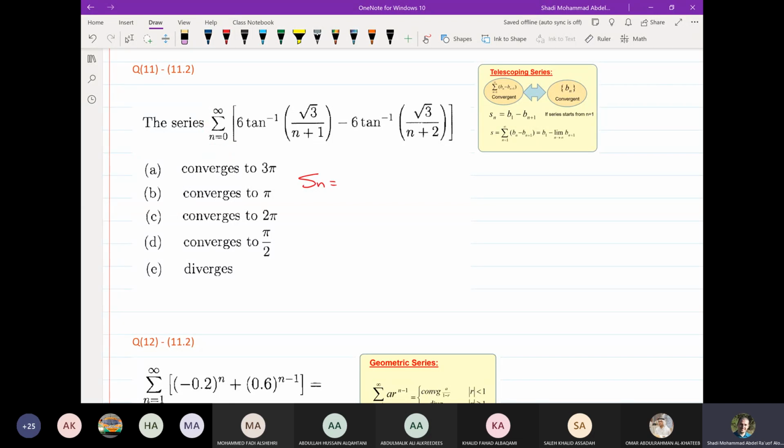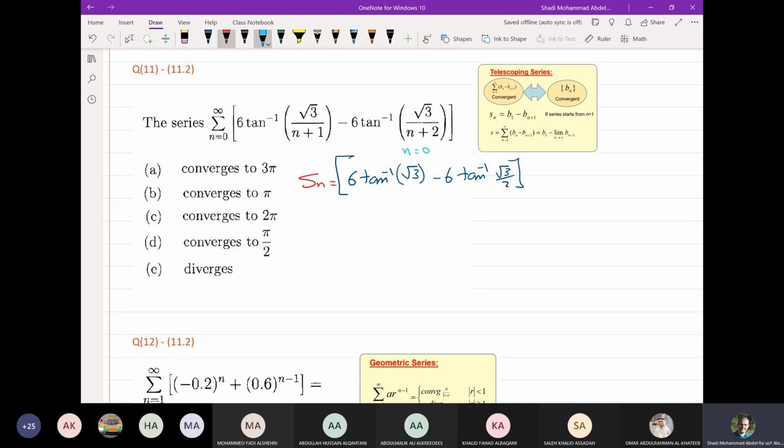So, what is the partial sum? Let me start. What is the first term? Substitute n equals 0. It will be 6 tan inverse of root 3 over 0 plus 1, which is tan inverse of root 3, minus 6 tan inverse of root 3 over 0 plus 2, root 3 over 2. Good. So this is when n equals 0.